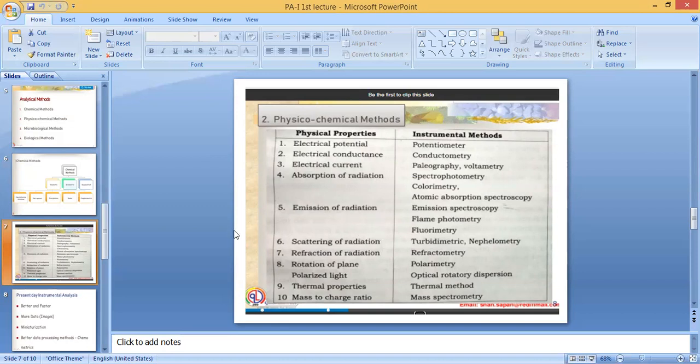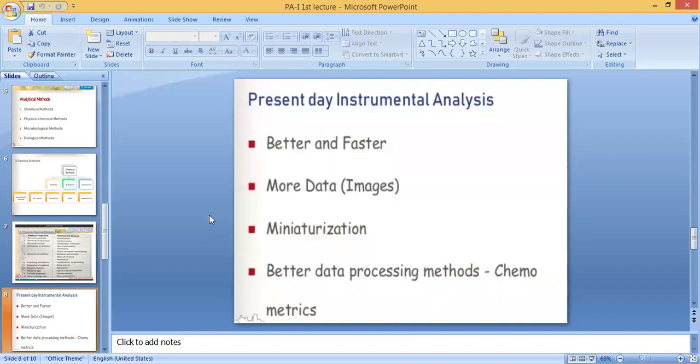So this is the second major class of quantitative analysis that we are going to study in the fifth unit of Pharmaceutical Analysis 1. The results given by the instrumental part of analysis are more accurate as compared to the older volumetric, gravimetric or gasometric ones. So present-day instrumental analysis gives better and faster results as compared to the older one.